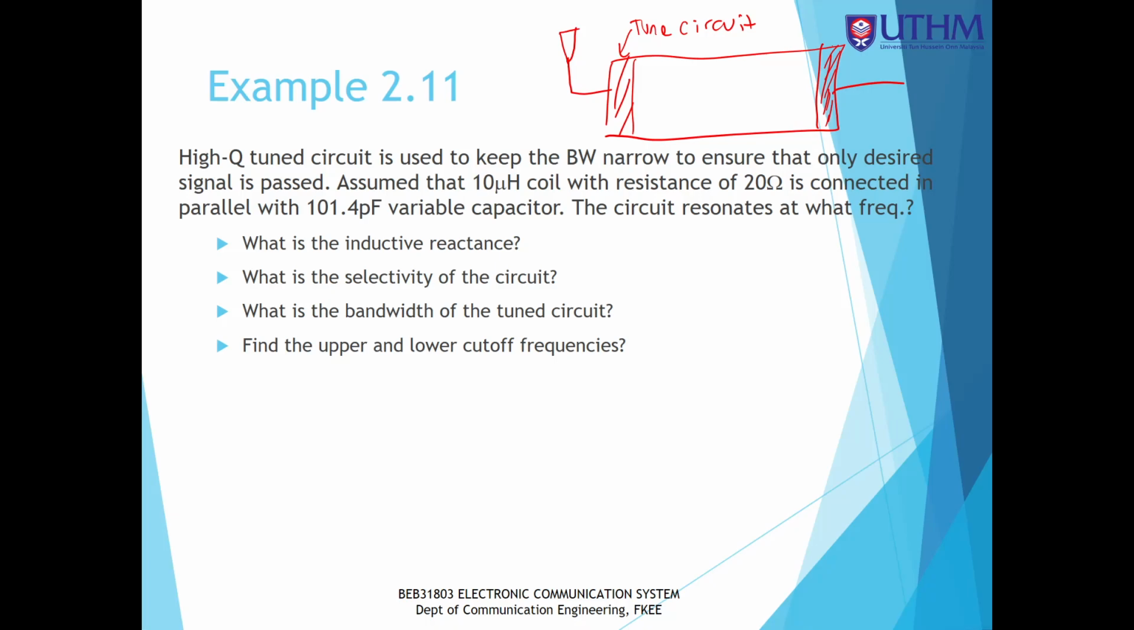It says that a high Q tuned circuit is used to keep the bandwidth narrow to ensure that only the desired signal is passed. So the tuned circuit is very important so that we can select only the desired band to do the next process. Assume that a 10 microhenry coil with resistance of 20 ohm is connected in parallel with a 101 picofarad capacitor. At what frequency does the circuit resonate?